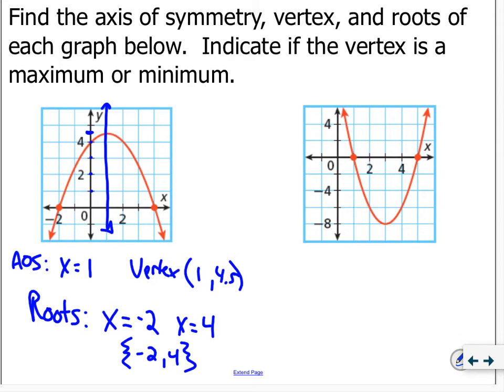Wait a minute. So we can actually solve all those quadratic equations by graphing them and finding where they cross the x-axis? Yes, you can. We'll do that in class. Oh, I love this stuff. Me too. How'd you do on the next one?